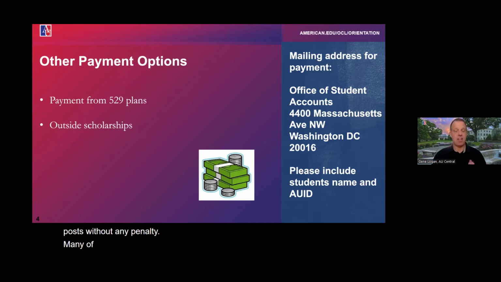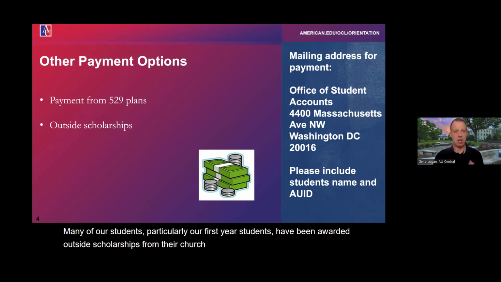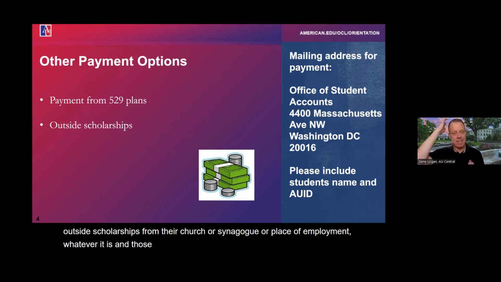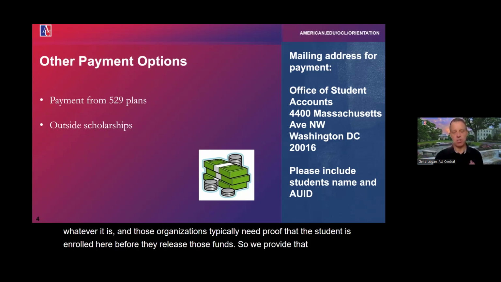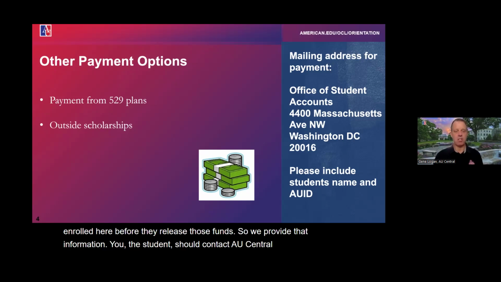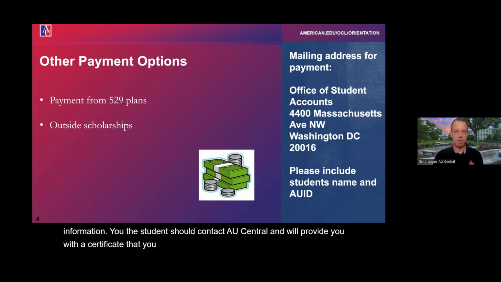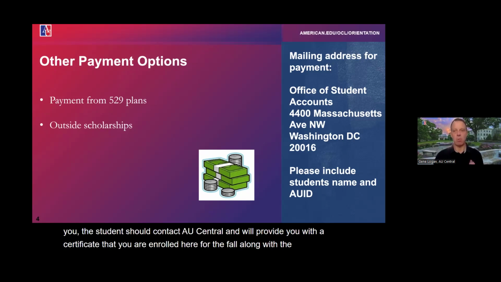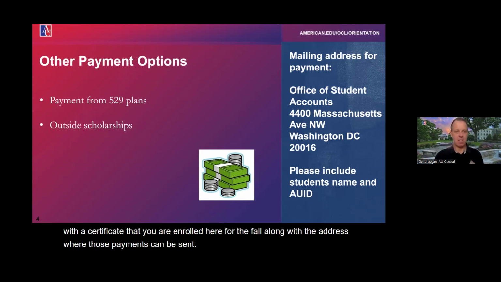Many of our students, particularly our first-year students, have been awarded outside scholarships from their church or synagogue or place of employment, whatever it is. And those organizations typically need proof that the student is enrolled here before they release those funds. So we provide that information. The student should contact AU Central, and we'll provide you with a certificate that you are enrolled here for the fall, along with the address where those payments can be sent. And again, those funds are not likely to be here by August 1st. Subtract it from your bill to determine what, if anything, you need to pay right now.